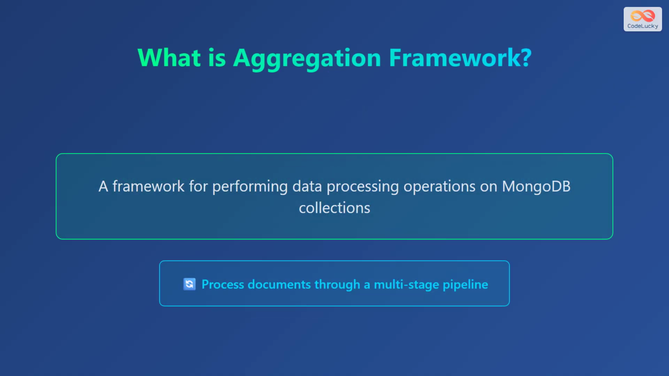So, what exactly is the Aggregation Framework? It's a powerful tool within MongoDB that allows you to perform various data processing operations directly on your collections. Think of it as a way to manipulate and analyze your data without having to pull everything into your application code. The key concept here is that it processes documents through a multi-stage pipeline, which means data goes through a series of transformations to get the results you need.